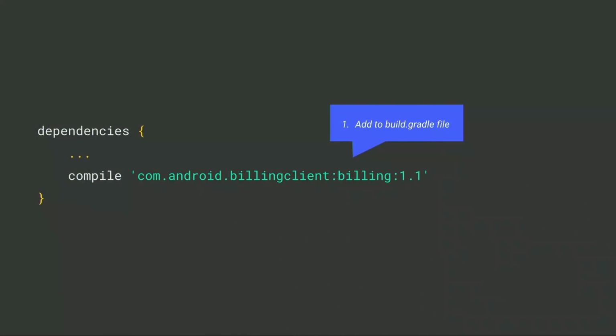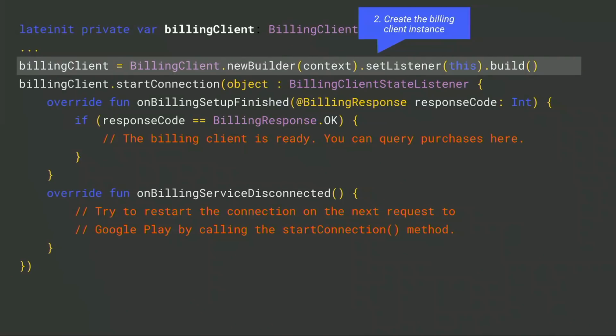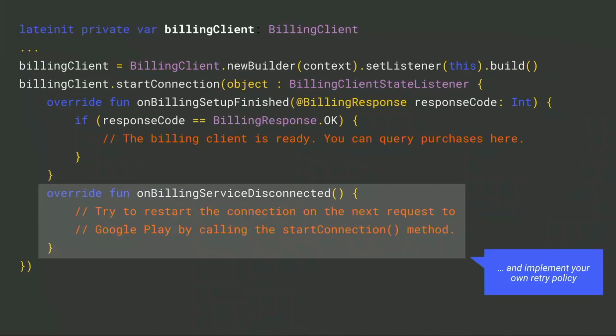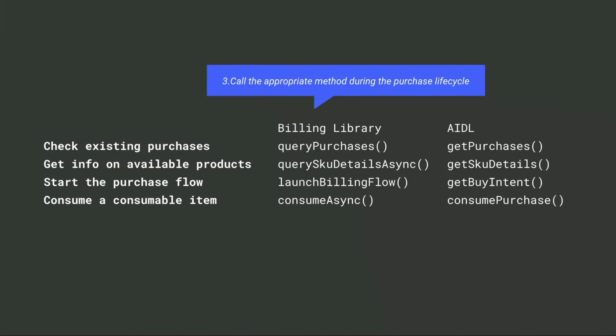So first, all you need to do is add this one line to your build.gradle dependency file. Second, you need to create the billing client instance. To do that, set up the listener and connect to Google Play. Of course, don't forget to build your own retry policy in case your client loses a connection. And the third and final step is to call the proper method as you go through your purchase life cycle, just like you do today. And that's it. OK, I'm convinced. It's so straightforward that even I get it. And it's actually very close to zero integration.